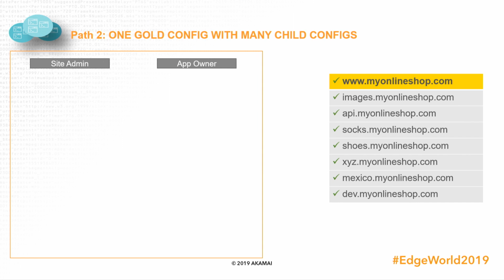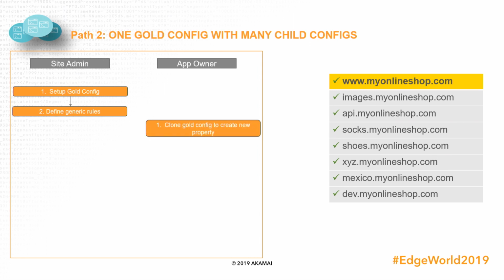So what would the workflow look like in this case? Same thing. I start off by setting up my goal config. Everything looks good. I define my generic rules, so anything that applies to all of the different teams in my organization, that's defined. But at this point of time, I actually let app owners clone that config. So my app owners can really clone that goal config and set up their own little config.